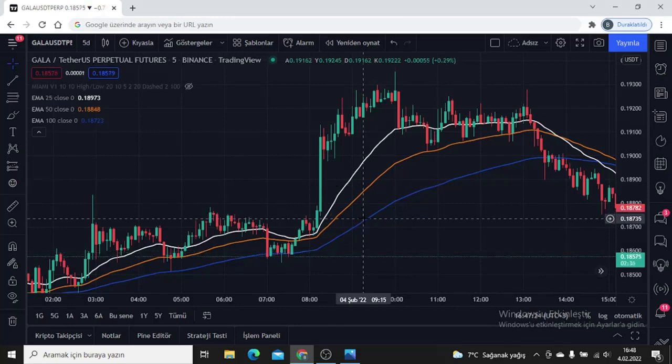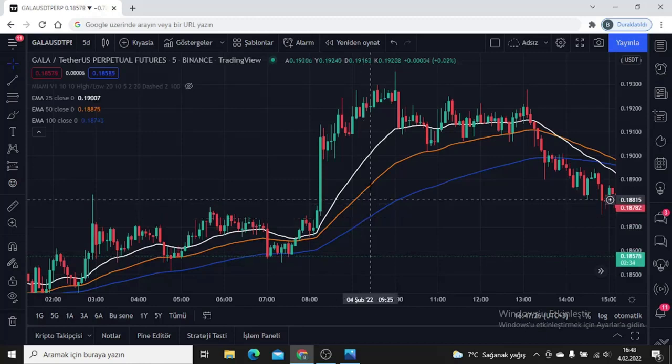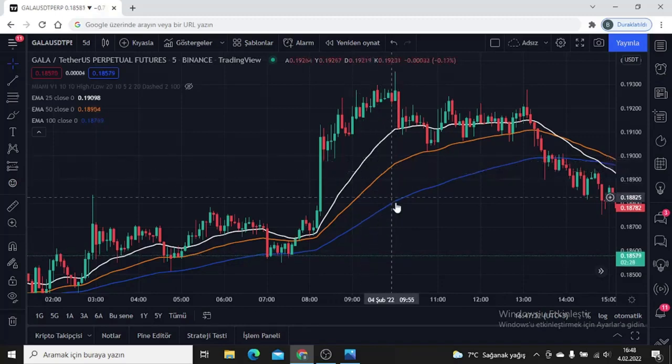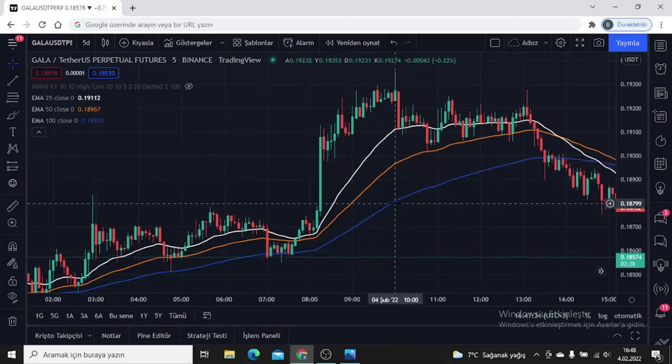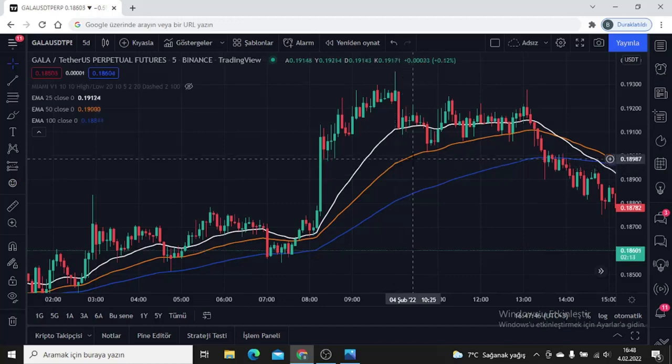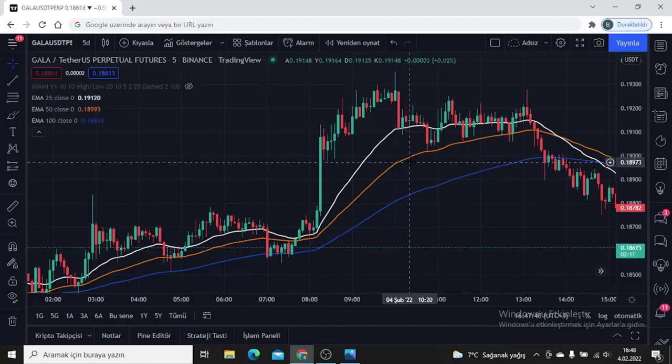The most important thing to consider is that the 50-day moving average should always be in the middle. In other words, the order of the 25-day moving average and the 100-day moving average doesn't matter to us. But the 50-day moving average should always be in the middle, because we will get both the signal to enter the trade and the signal to get out of the trade from the 50-day moving average.